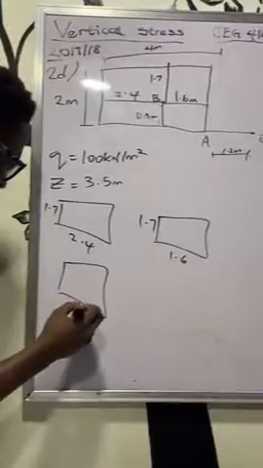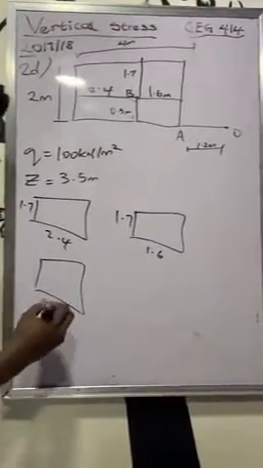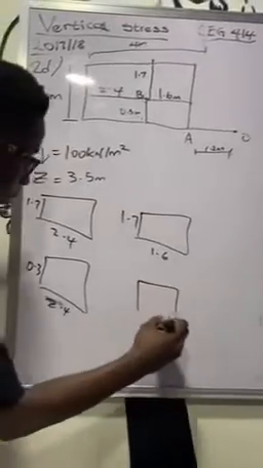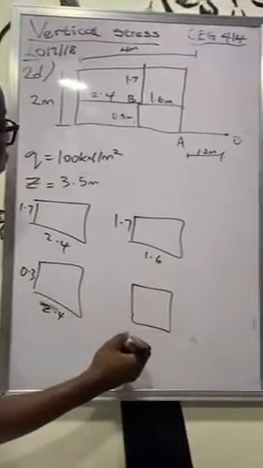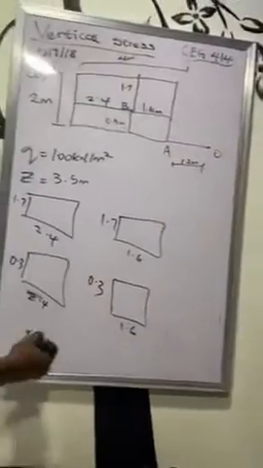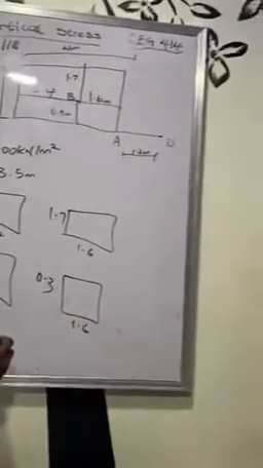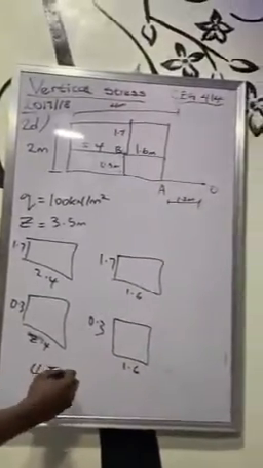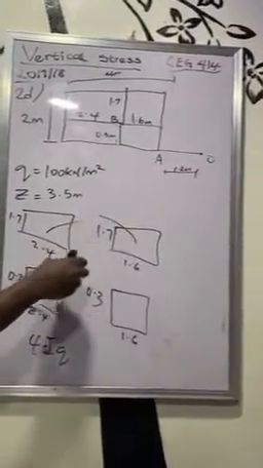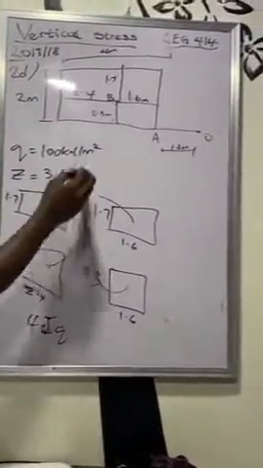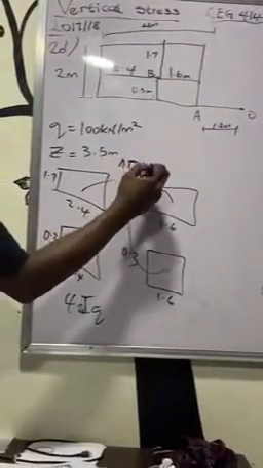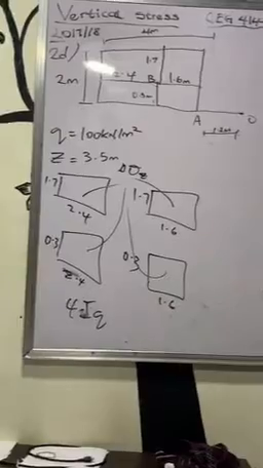2.4 by 0.3. The last one is 1.6 by 0.3. In this case, we can't use the special case already for IQ. In this one, we're going to add the change in stress of this to the change in stress of this, to the change in stress of this, the change in vertical stress of this. Everything together will give me my total vertical stress, delta Qz.